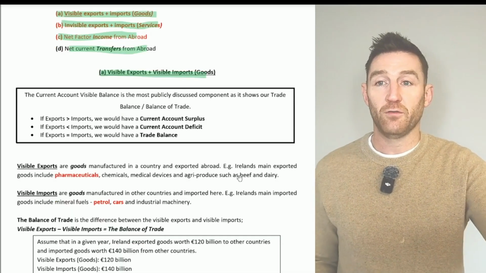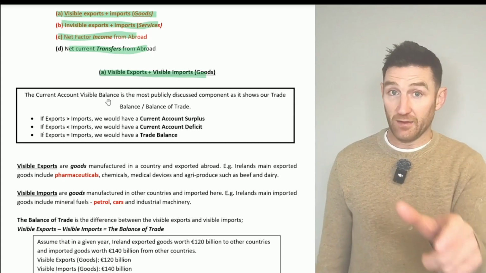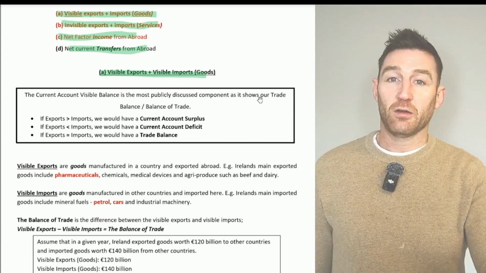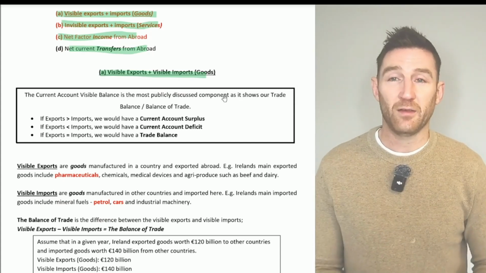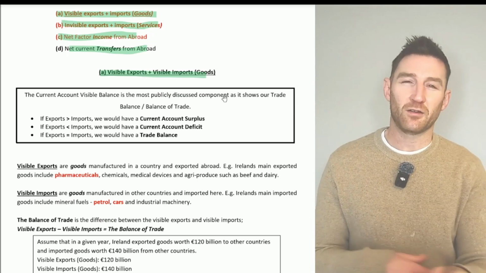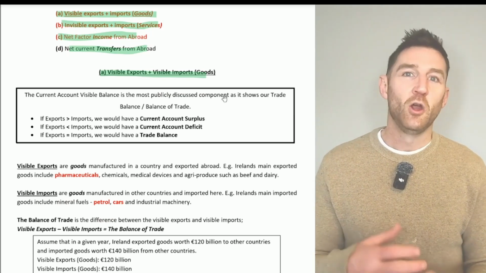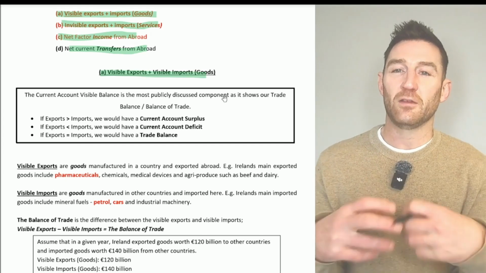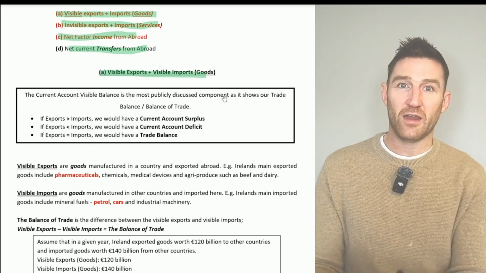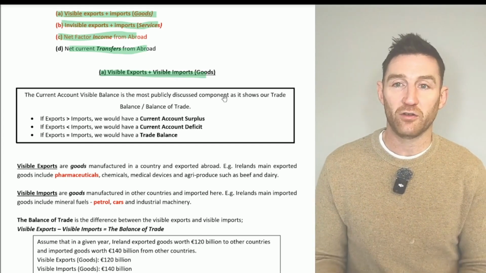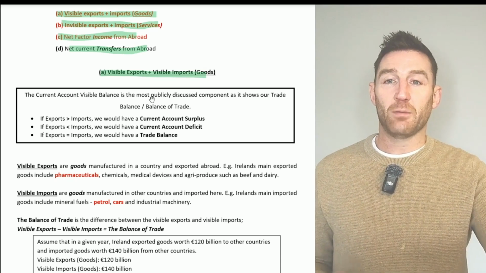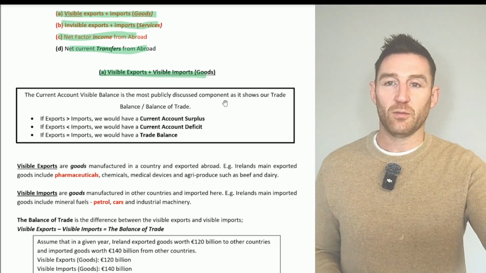So straightforward enough. The current account visible balance is the most publicly discussed component. Even within the current account, which I said is the most widely talked about part of the whole balance of payments, we generally talk about the balance of visible trade. That's the one that's mostly referred to, right? So the current account visible balance is the most widely discussed component.